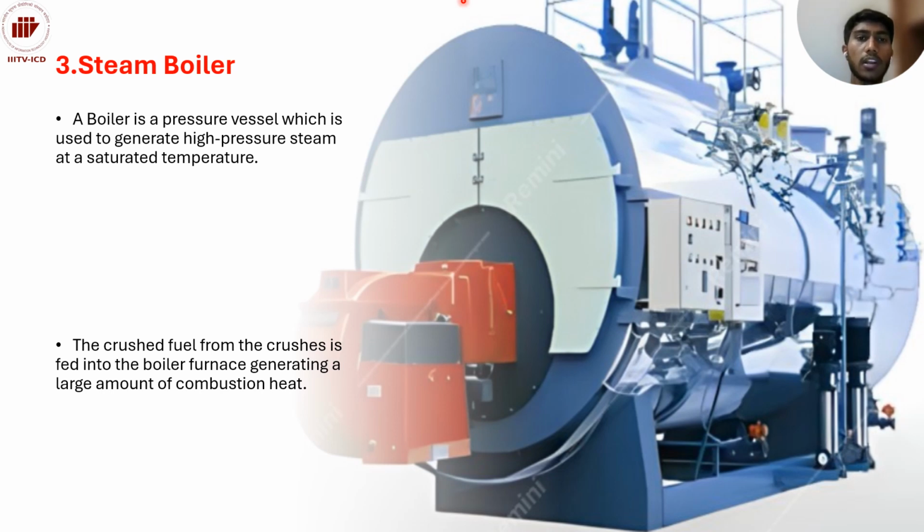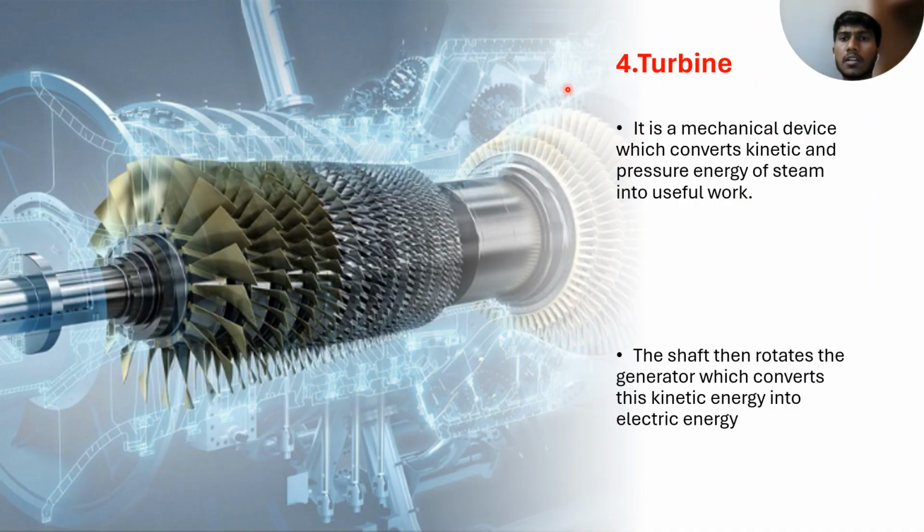So this boiler's role is to convert water into steam. And now the next one is the turbine. It is a mechanical device which converts the kinetic and pressure energy of steam into useful work. So whatever steam we get, it converts the kinetic and pressure energy of steam into useful work.